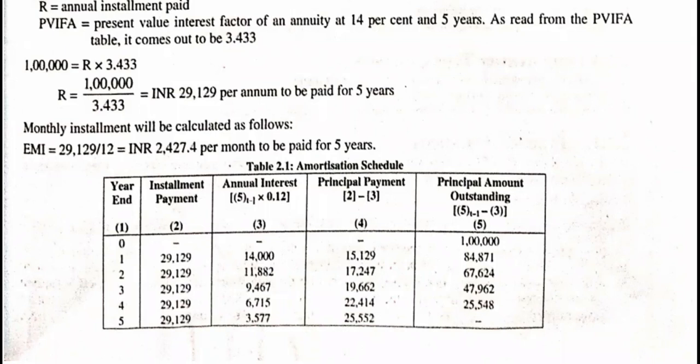So this total schedule is called a loan amortization schedule. By preparing this, we will come to know the installment payment every year, the annual interest, how much you have paid, the principal payment, how much you have paid, and the principal amount outstanding, how much is liable to be paid. That also we will understand by this.